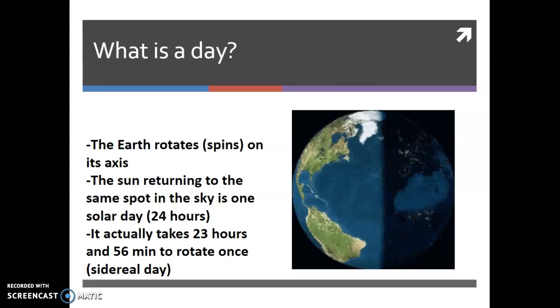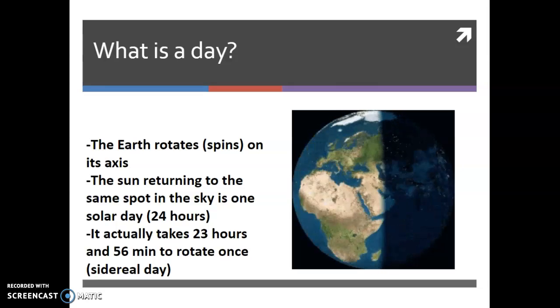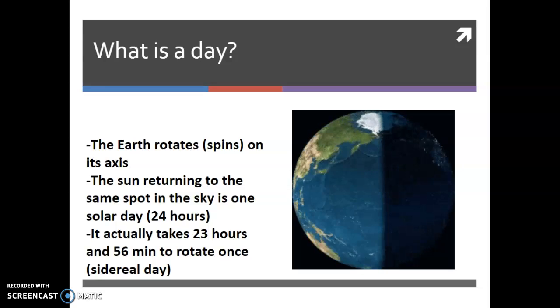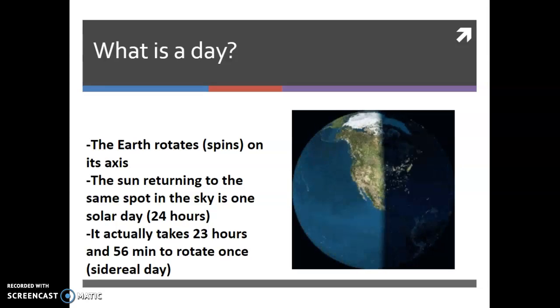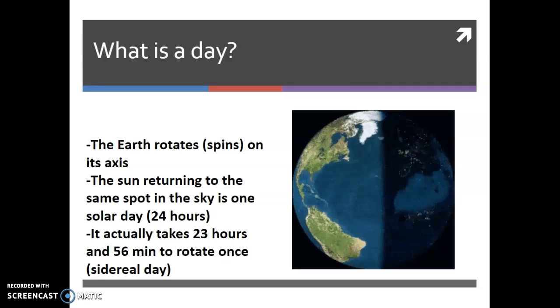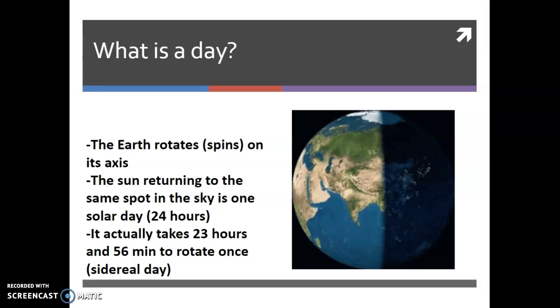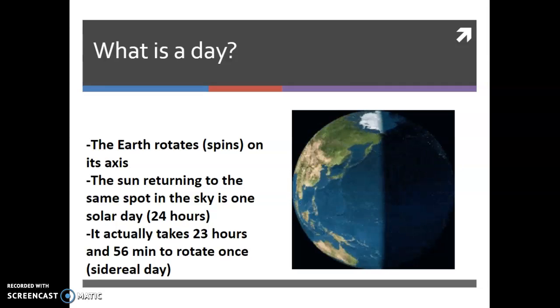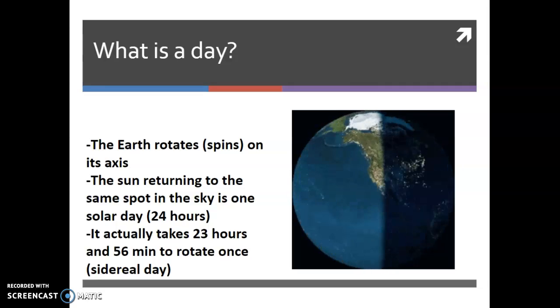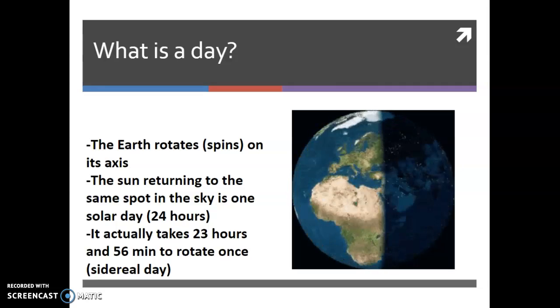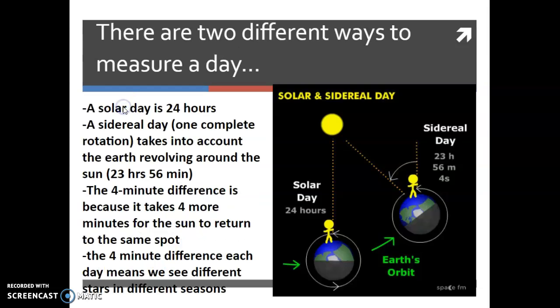So what is a day? Well, the Earth rotates or spins on its axis. The sun returning to the same point in the sky is one solar day. It actually takes about 23 hours and 56 minutes if you look at it from the side, which is called a sidereal day. So 24 hours if you're on the planet, and a little bit less if you're looking at it from the side. So there are two different ways that we can measure it.